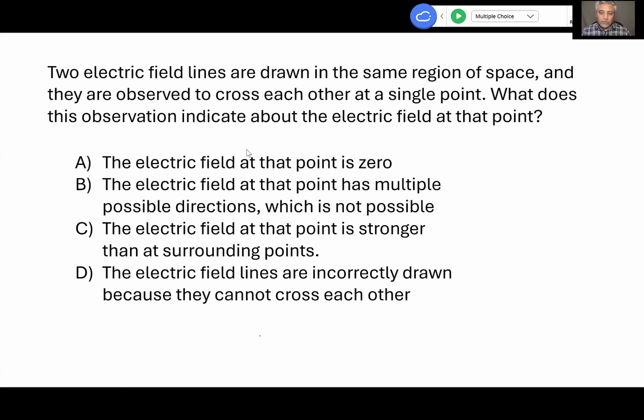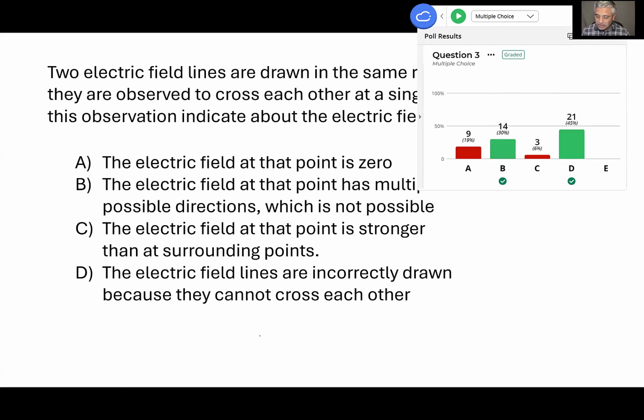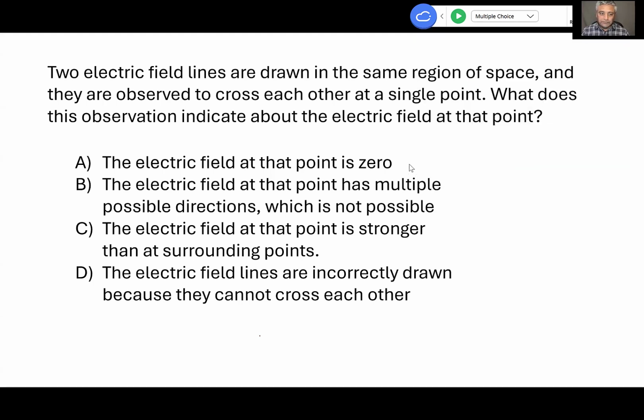If I had to choose one, I would choose D, but B is also equally valid. So I'm going to say, okay, B is also a good choice.